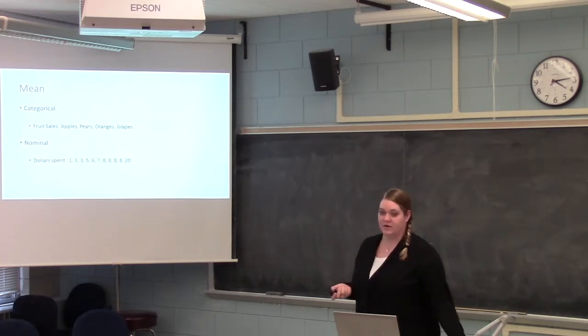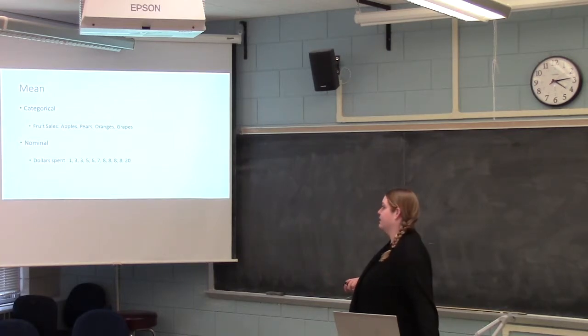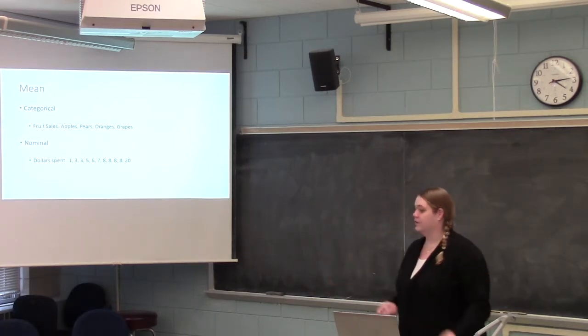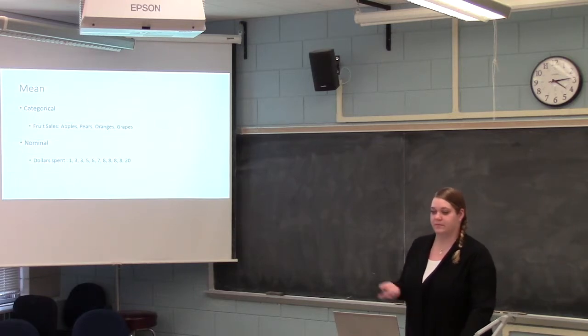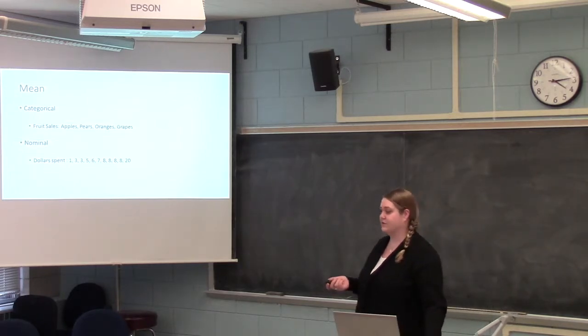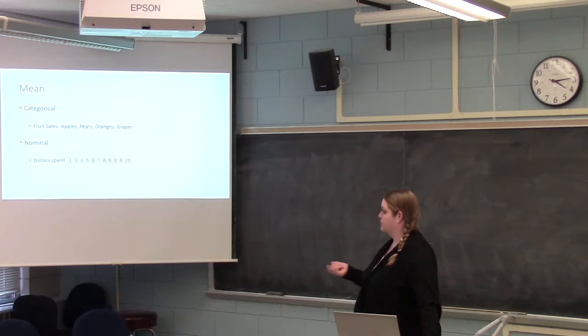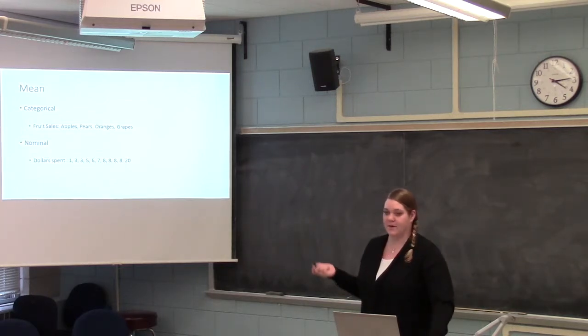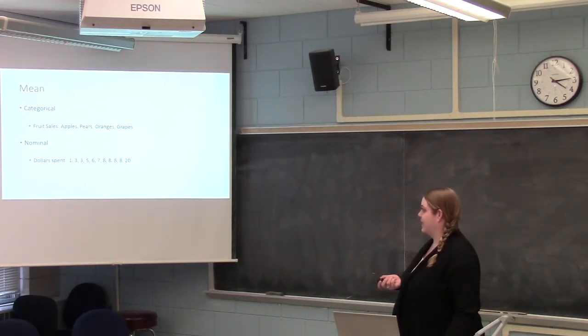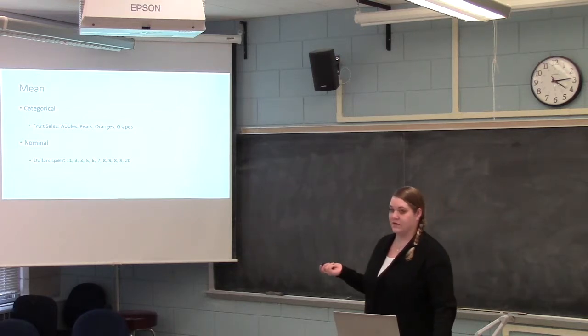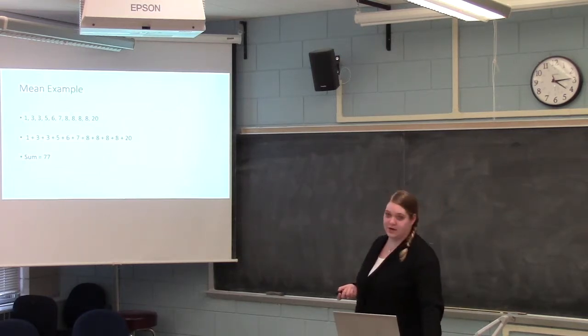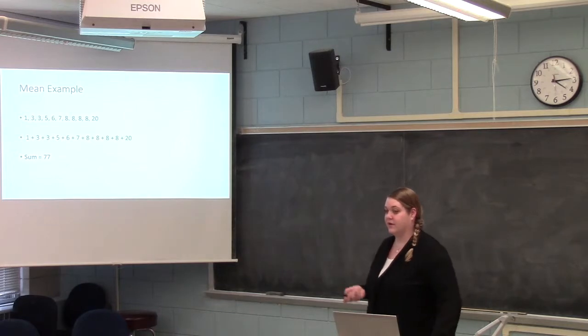You can do this with categorical data. Let's say you want to look at fruit sales. So you could look at apples, oranges, grapes, pears, etc. Usually it's for numerical or nominal data, like your dollars spent. So that's the example that I want to share with you today. We're going to calculate a mean together.